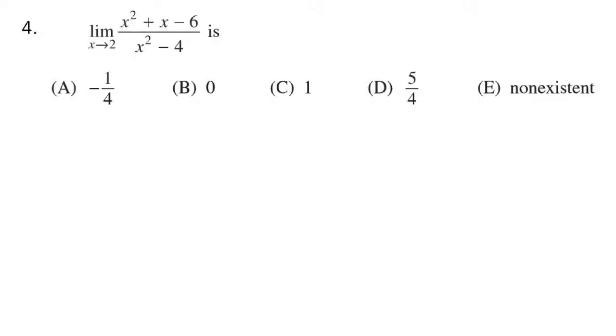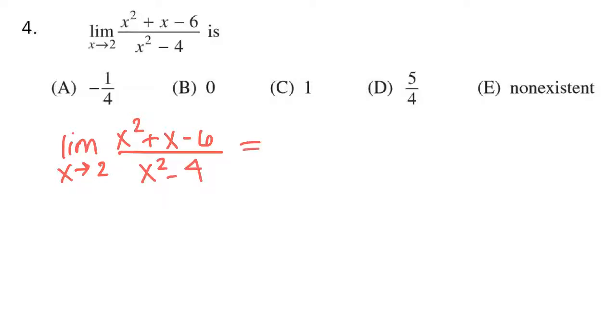Okay, number 4. We need to go ahead, and I would always try to plug in first before we do anything else with a limit, because this might work out nice and neat. Chances are it's not, but I would always take our problem and do a plug in. If I plug in the top, I get 2 squared plus 2 minus 6 over 4 minus 4, and that's going to give us 0 over 0.